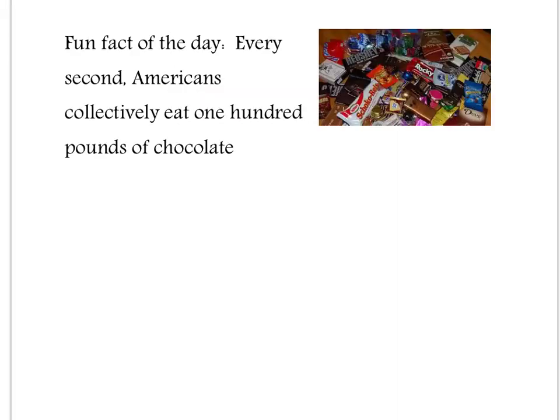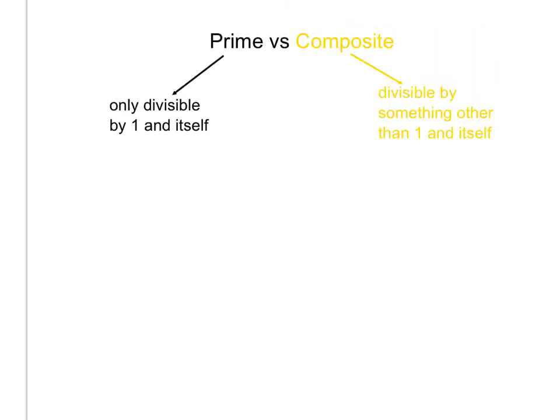Before we can do that, though, we got the fun fact of the day, which is every second Americans collectively, means altogether, eat 100 pounds of chocolate. So if you combine everybody in the United States and how much chocolate they eat, it's 100 pounds every single second. That sounds awesome.